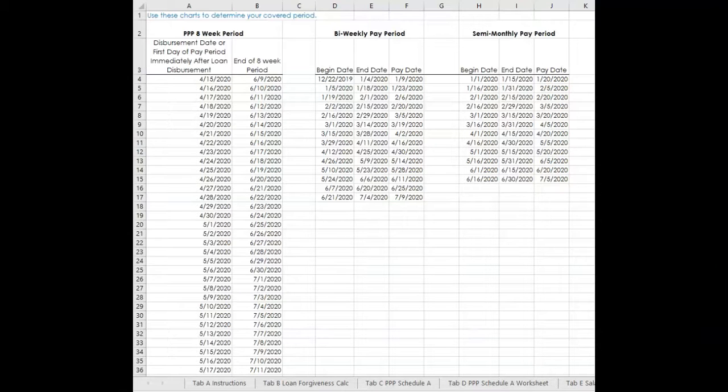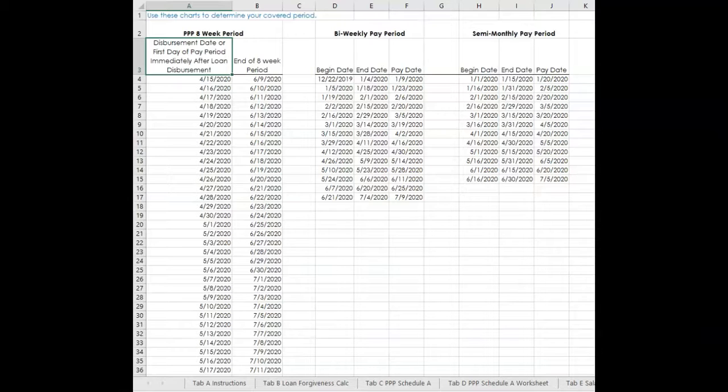Let's start by determining your covered period. If your business runs payroll on a semi-monthly or monthly schedule, your covered period begins on the day you received your loan. If you run your payroll weekly or bi-weekly, you can align your covered period with the first day of the payroll cycle following your loan disbursement. Tab G contains charts that can help you determine your covered period.